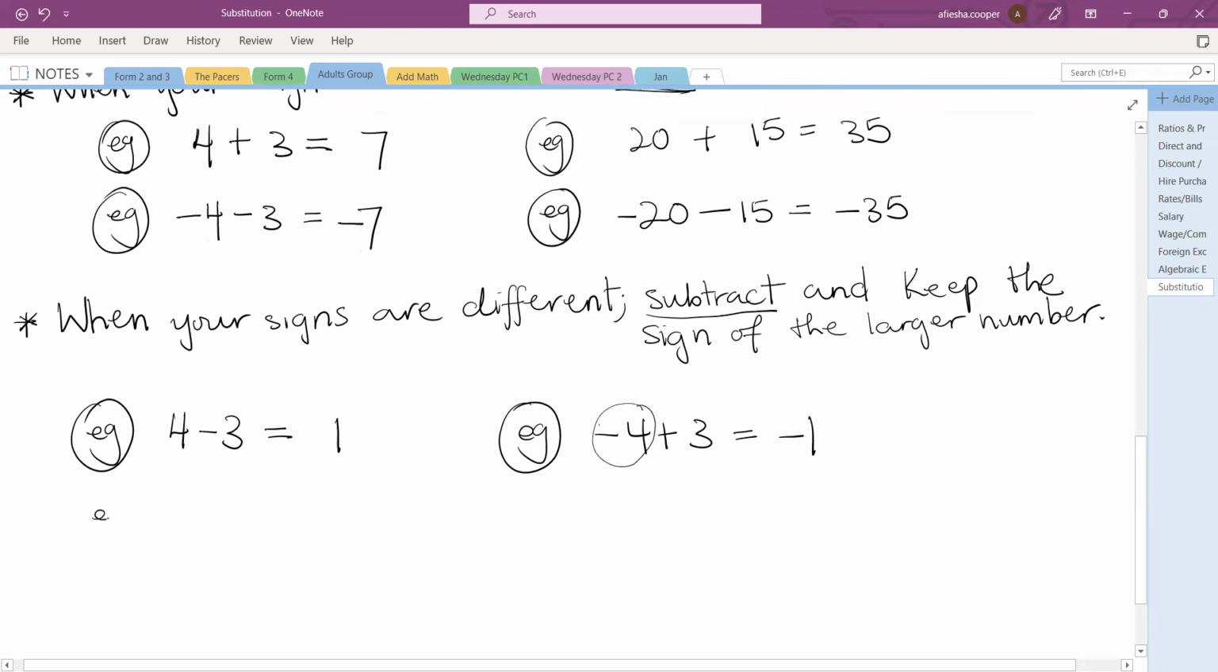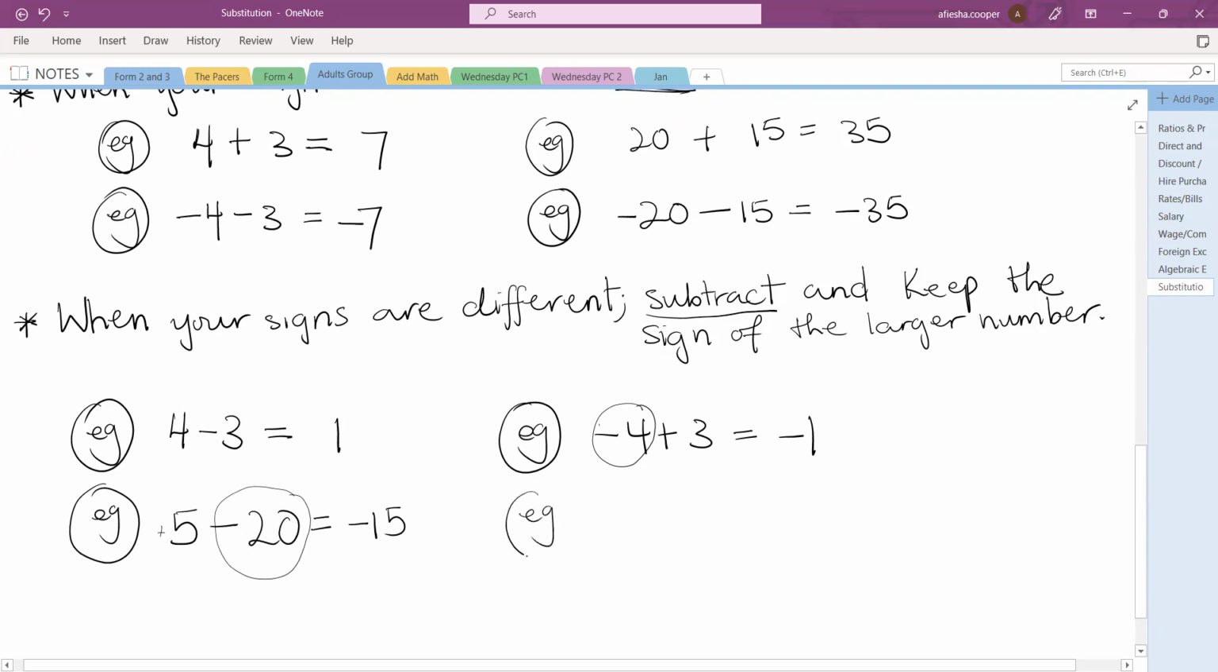Going into another example, if I have 5 minus 20, now 5 is a positive number, 20 is a negative number. So two different signs, we must subtract, which is 20 minus 5, which is 15, and take the sign of the larger number, which is the 20, which is a negative.